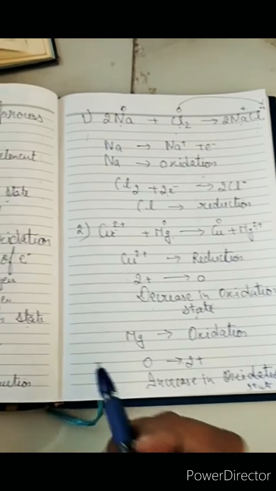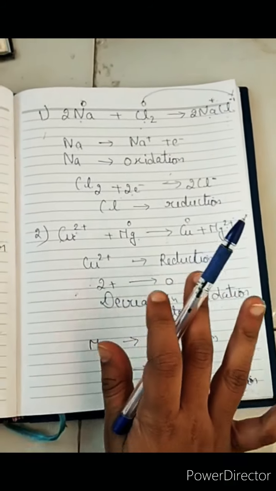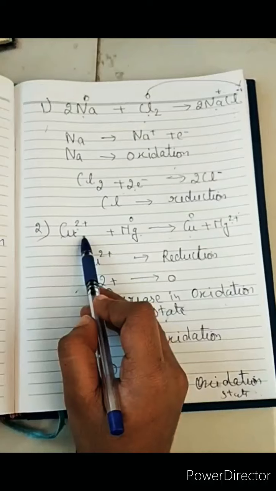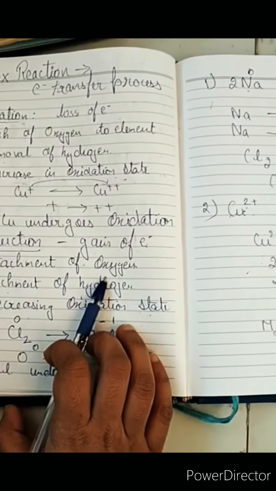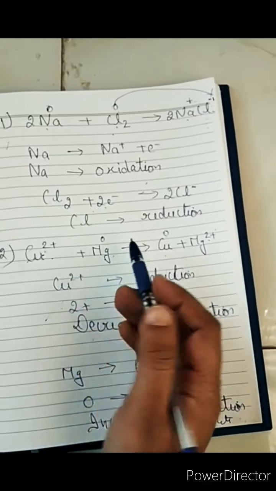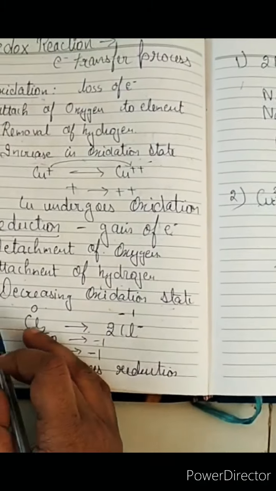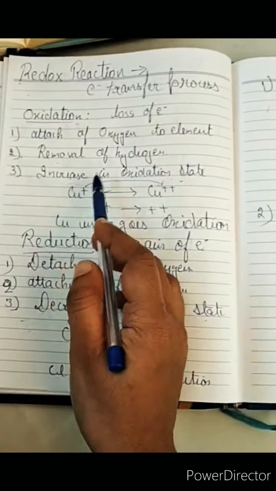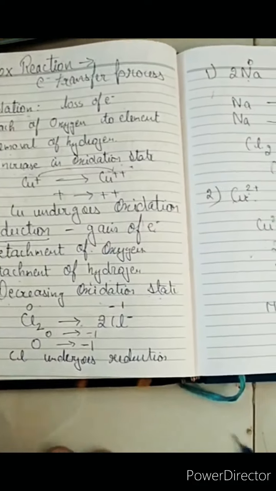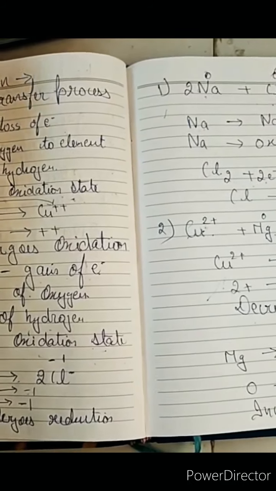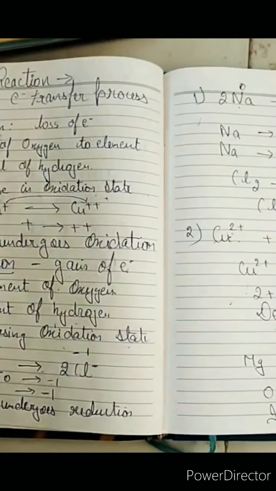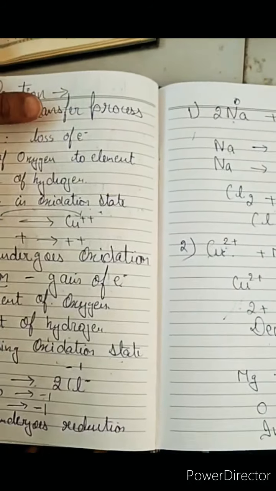Okay, in this example also you can easily see there is no attachment of oxygen, there is no attachment of hydrogen or detachment of oxygen. There is no oxygen and hydrogen related term. So we are dealing with our last parameter, that is increase in oxidation state or decrease in oxidation state. Now I will give you some examples where hydrogen and oxygen are attached to the element, and then you have to say whether the element undergoes oxidation or reduction.